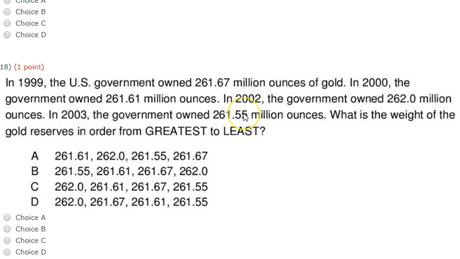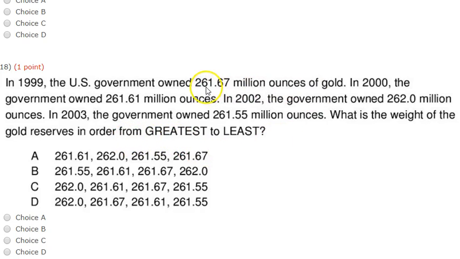Number 18. In 1999, the U.S. government owned 261 and 67 hundredths million ounces of gold. In 2000, the government owned 261 and 61 hundredths million ounces. In 2002, the government owned 262 million ounces. In 2003, the government owned 261 and 55 hundredths million ounces. What is the weight of the gold reserve in order from greatest to least?